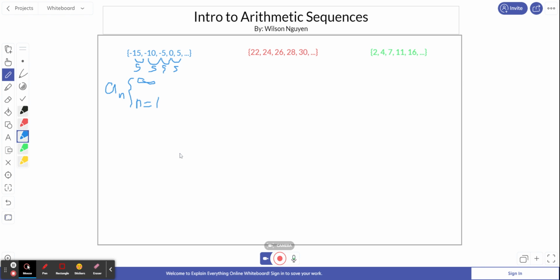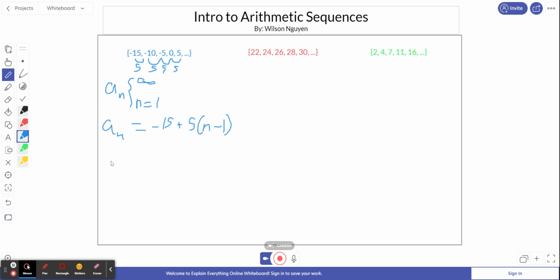And for defining it explicitly, we could write a sub n is equal to the first term, negative 15, plus 5, 1 less time than the term we were at. Meaning for the second term, we had 5 once. For the third term, we had 5 twice, and so on. So we add 5, 1 less than the index we were at, meaning n minus 1 times.